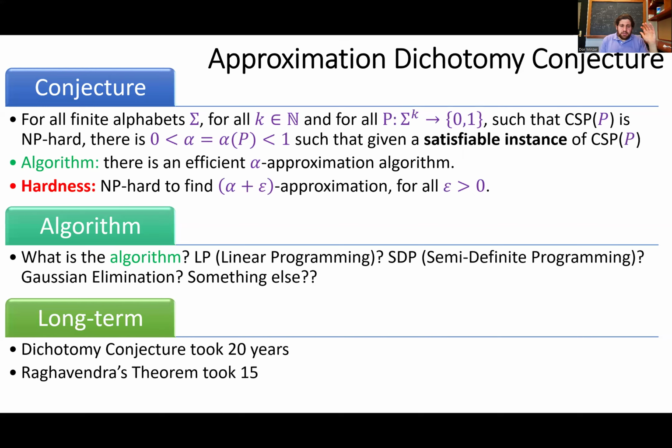And this is a long-term goal. The unique games conjecture took 20 years to prove, or the Mandra took around 15, so nothing is going to happen too soon, but I think that there are a lot of things that are going to be understood on the route to proving this conjecture.